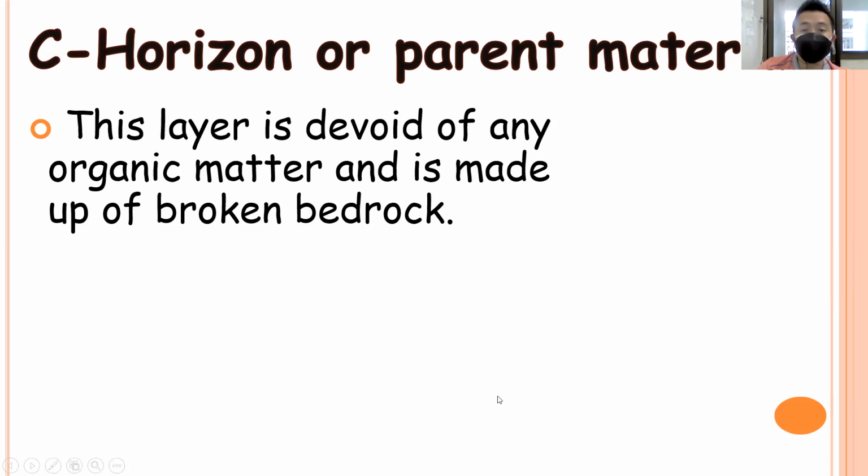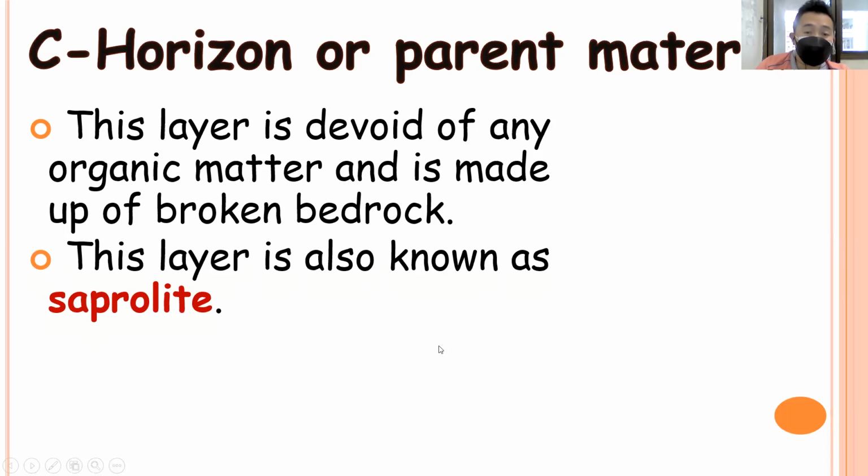This layer is devoid of any organic matters. If it is devoid, you cannot find humus in this kind of soil. It is made of broken bedrock. So this type of soil, broken bedrock, will be converted into soil for many years. Then this layer is also known as saprolite. Okay, saprolite.